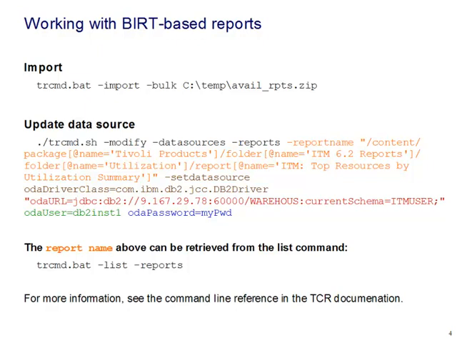How do you update a data source in a BERT report? There's a trcmd command for that right here: -modify, -data sources, and there's an example of the report, the data source, URL, the driver, user ID, and password. That report name can easily be gotten from running the list command listed there on the bottom. For any more information on these commands, see the TCR documentation.